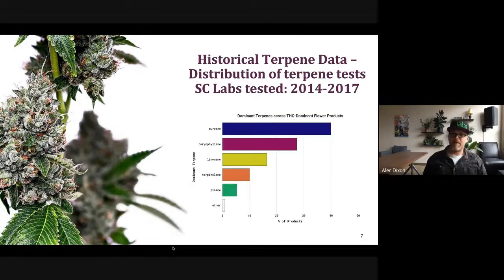What we've seen is that we've created this algorithm that, with about 99% predictability, shows that every strain we've ever tested sorts into one of five primary smell groups.